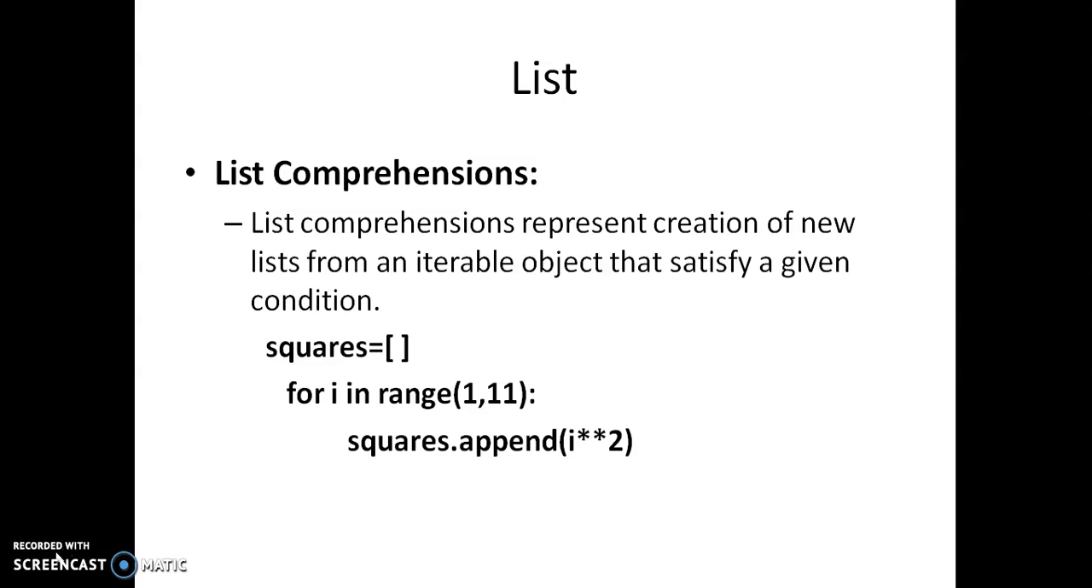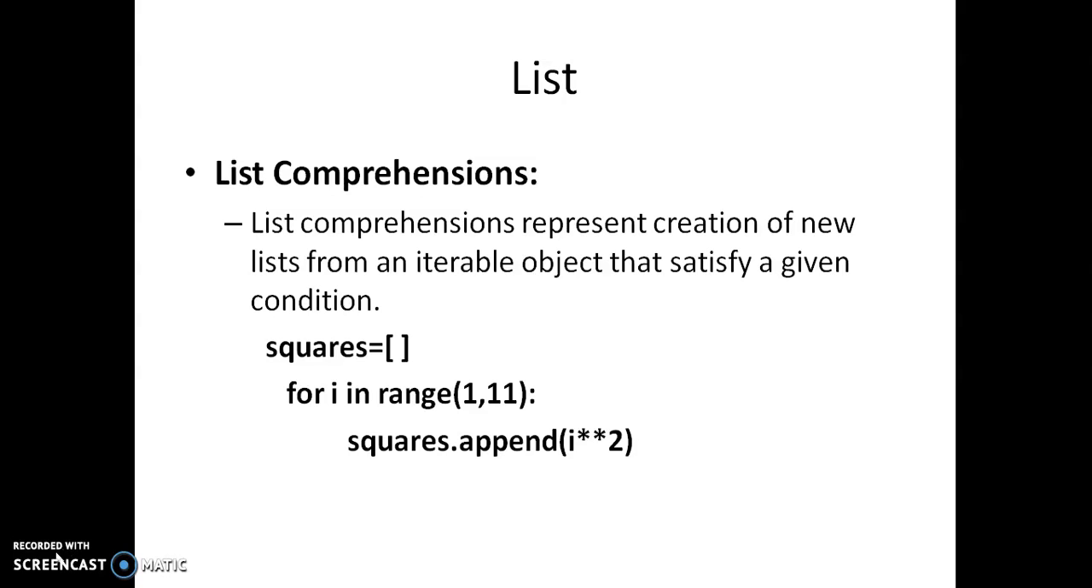For that, generally we write these three lines of code. First, we create a squares list. Then we repeat the loop: for i in range of 1 to 11, squares.append of i power 2. So it finds the square for each and every number from 1 to 10, and that square value is added to the squares list.